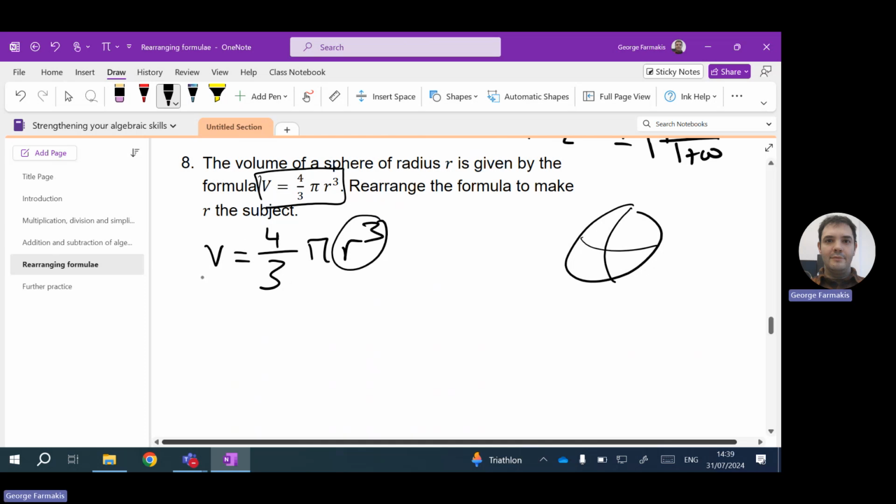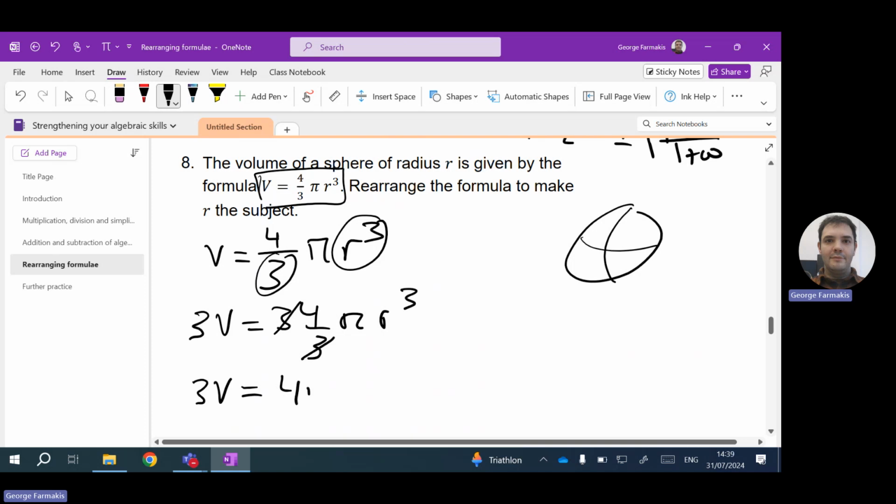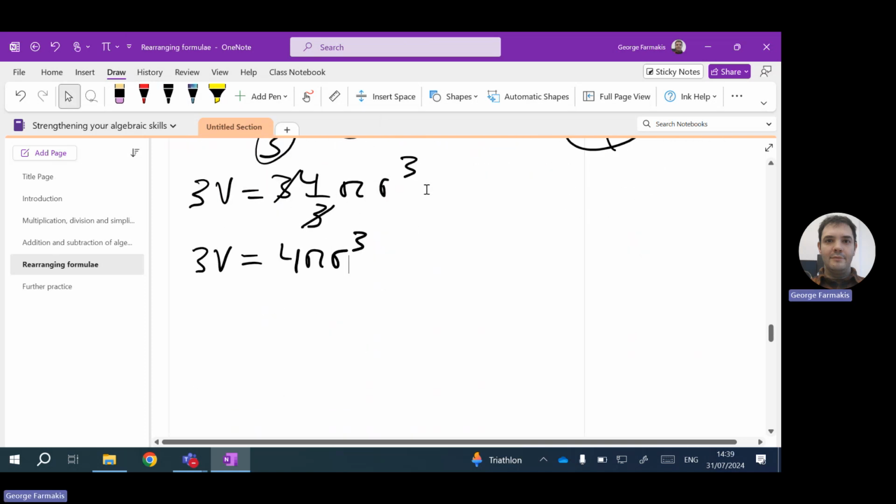Okay, so first, let's multiply with a 3, because I want to get rid of the 3 here. So 3 times v equals 3 times 4 over 3 pi r to the power of 3. Okay, so 3 and 3 here we can cancel. And we have 3 times v equals 4 pi r to the power of 3. So what we can do here, because we have 4 pi multiplying the radius to the power of 3, we want to get rid of the 4 pi.